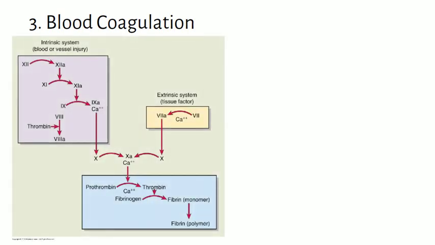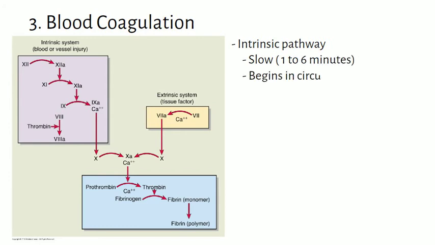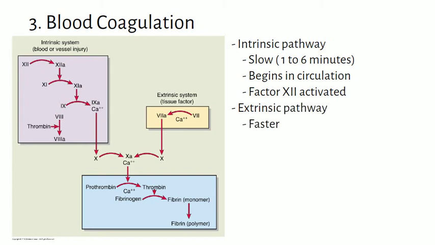The third step is blood coagulation. Blood coagulation is initiated by either the intrinsic or extrinsic pathway. The intrinsic pathway is slow. The process takes 1 to 6 minutes. The intrinsic pathway begins in circulation as blood comes in contact with collagen in the injured vessel wall and is activated by factor 12. The extrinsic pathway is faster, about 15 seconds.